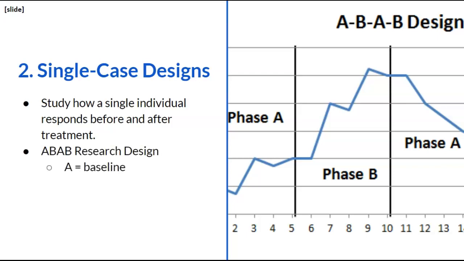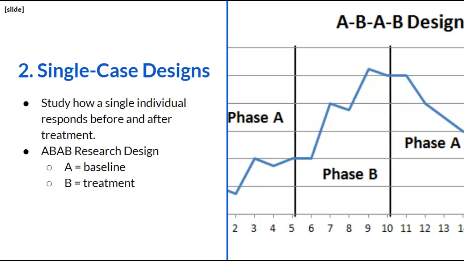A stands for the baseline phase, where no treatment or no intervention takes place. B stands for the treatment phase, where the treatment or intervention is applied. This photo is an example of the ABAB design.